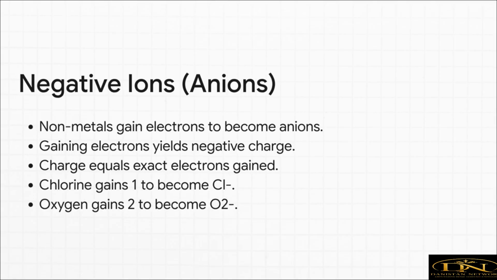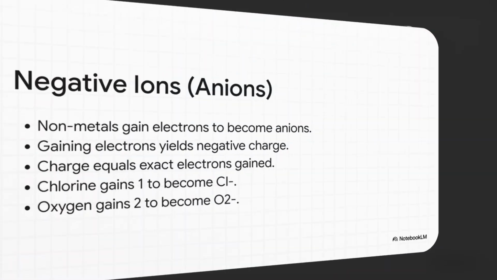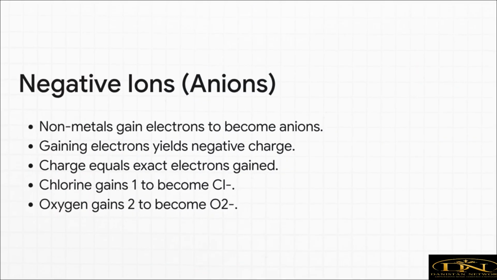Of course, those ejected electrons have to go somewhere, right? Enter the nonmetals. These guys act as our electron gainers. When they take on extra electrons, they form negative ions, which are known as anions. A good way to remember this, think of an anion as an A-negative ion. Because they're gaining those negatively charged electrons, their total electron count shoots up past their proton count.